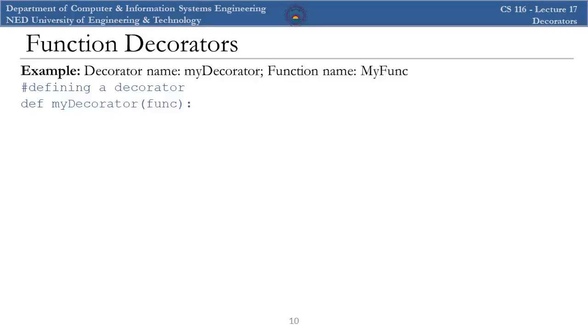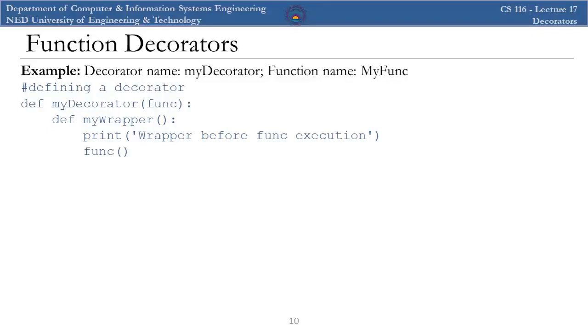Now the second statement will be of nested wrapper function. So here is my wrapper function. I can name it whatever I want because this is not visible to the user outside. So let's call it my wrapper. Inside this I am printing this statement, wrapper before function execution. So this is something that I'm doing other than my function. So after this I'm calling my function.